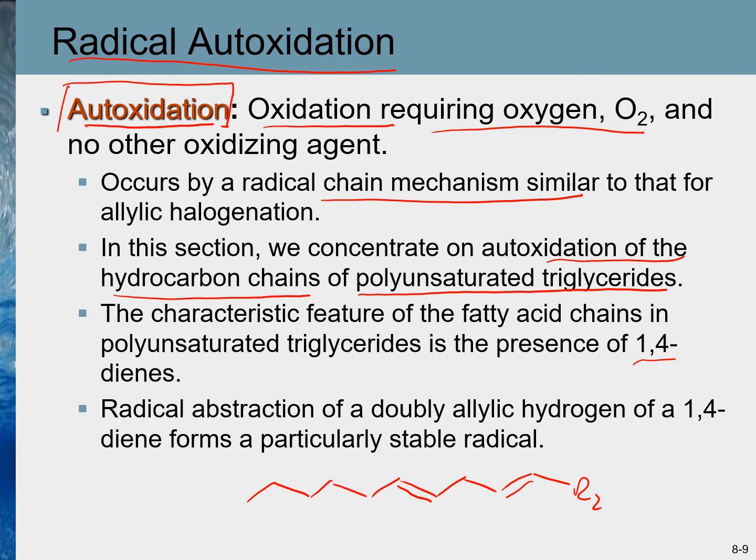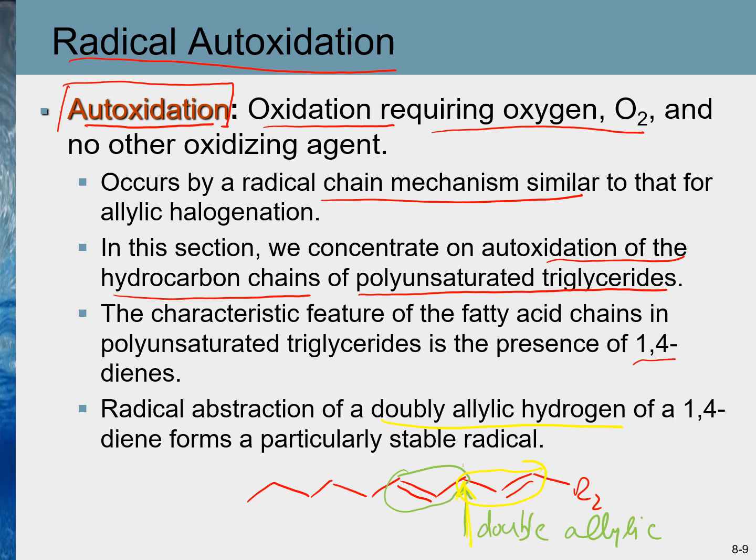So the carbon atom in the middle of that 1,4-diene is a doubly allylic position. Doubly allylic position means that this carbon is allylic to this double bond as well as allylic to the other double bond. So that's why it's called a doubly allylic hydrogen.